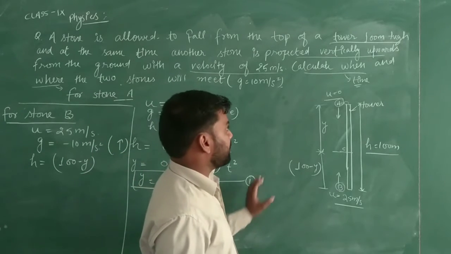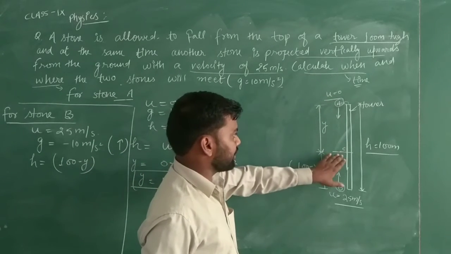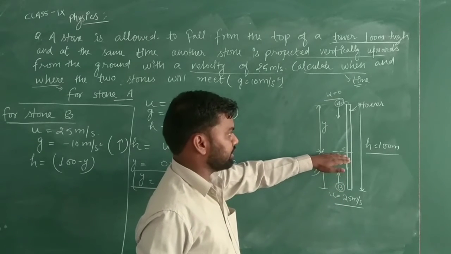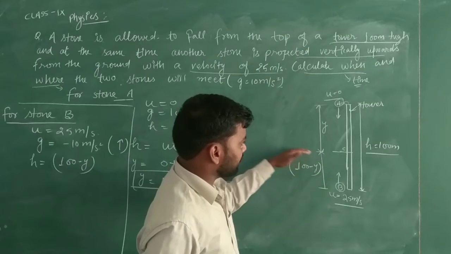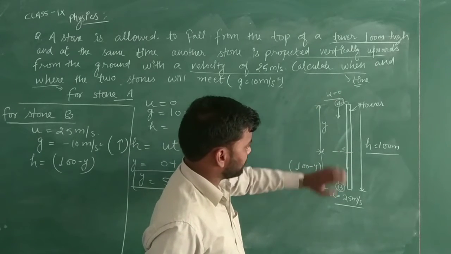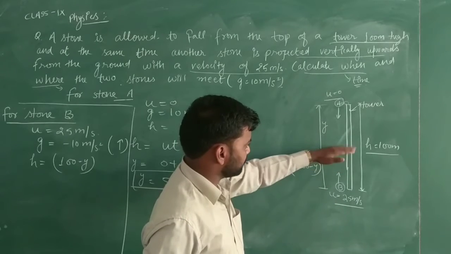Students, remember we are considering that object A is going up to point C and object B is also going up to point C. So we are taking only these values for object A up to this point, for object B up to this point.